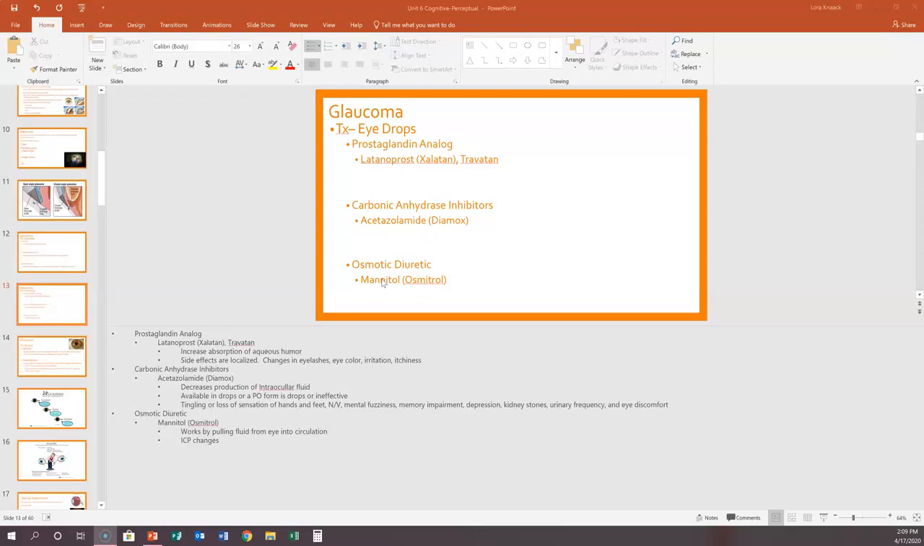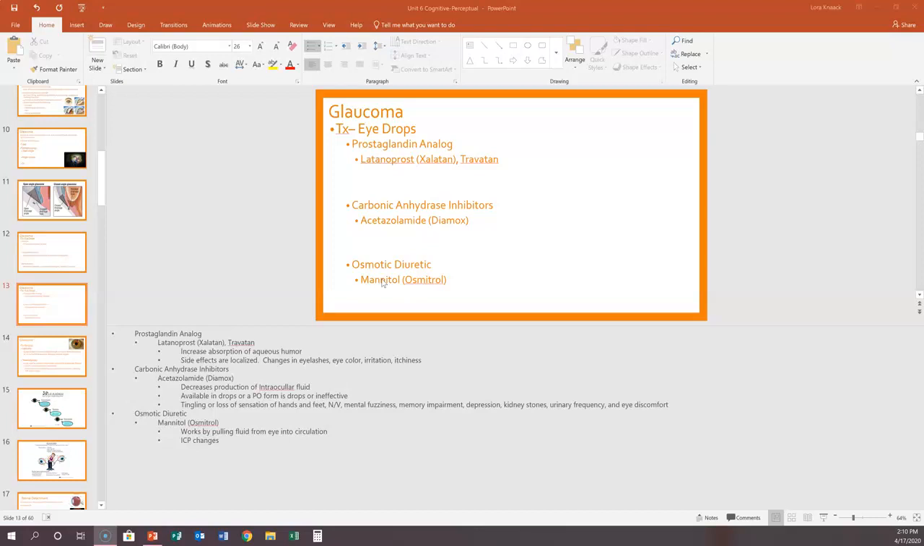There may be tingling or loss of sensation with hands or feet, nausea and vomiting, mental fuzziness, memory impairment, depression, higher risk for kidney stone development, and urinary frequency. And then there's also the localized eye discomfort. So that one comes with a lot of systemic problems that may happen with that medication. I've seen Diamox given a few times, but definitely that Xalatan, I've given lots of that one.